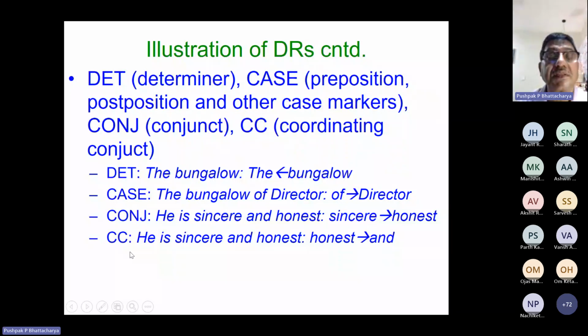Here is an example of Conj. He is sincere and honest. So between sincere and honest, we have a dependency relation, and on that, the relation will be Conj. CC: he is sincere and honest, and is a particle here. So between honest and "and" there is the CC relationship. So the CC relation involves the word "and", and conj is between the two words which are linked by "and".